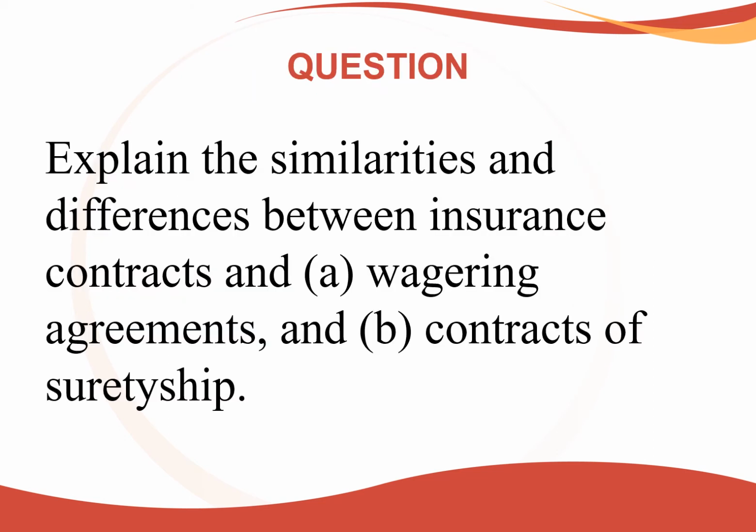Here is a question for you to practice. Explain the similarities and differences between insurance contracts and wagering agreements and contracts of suretyship. You need to study all the prescribed study material, both in the study guide and in your prescribed textbook, as well as the cases and articles, to be able to answer these practice questions.